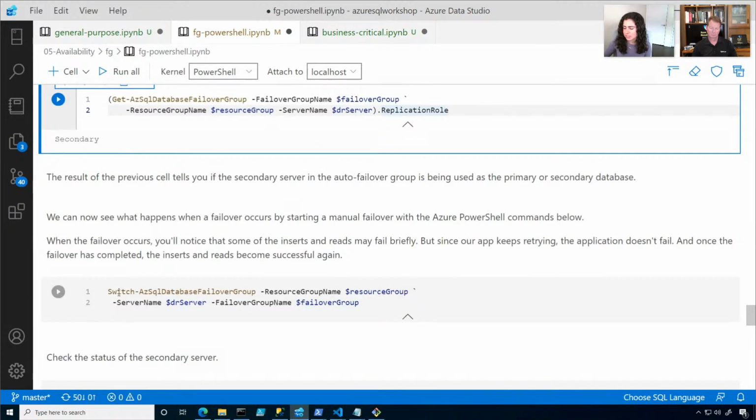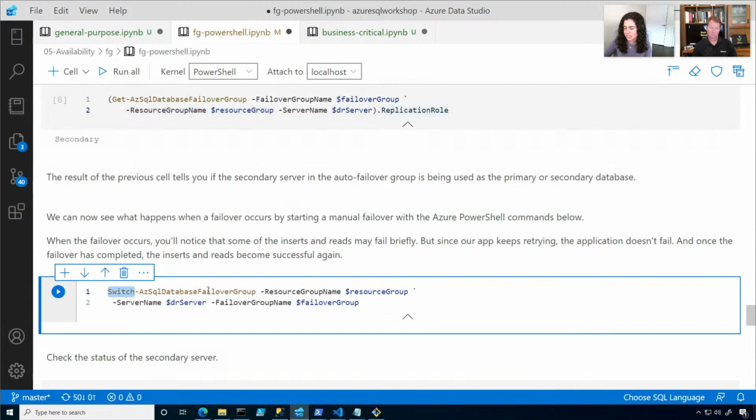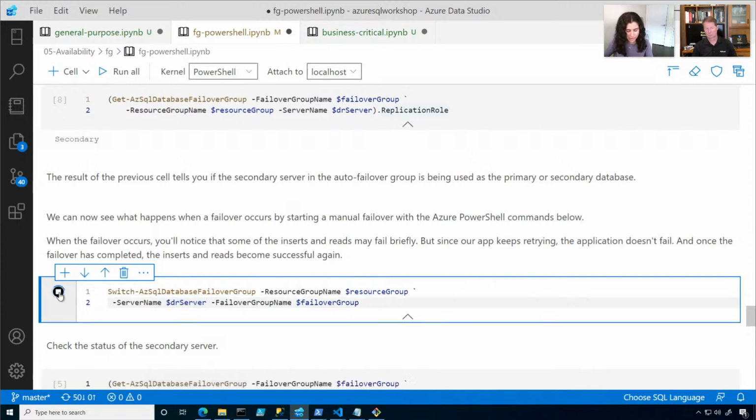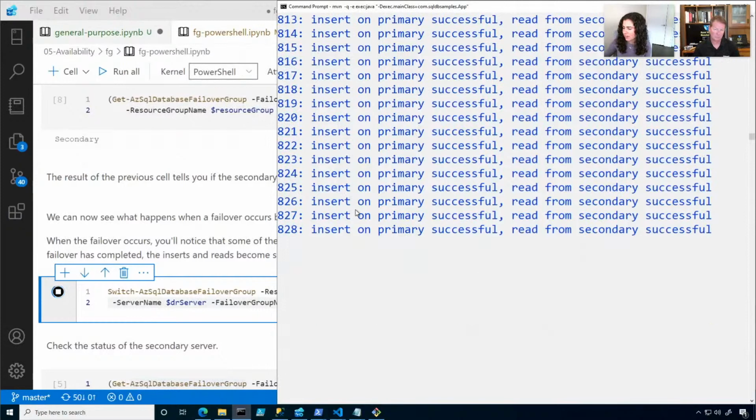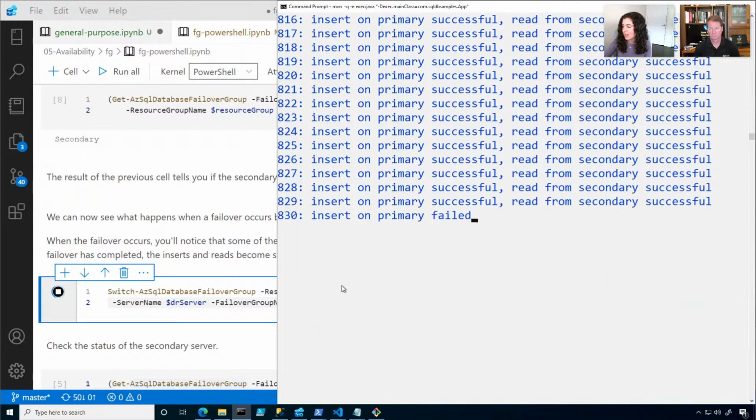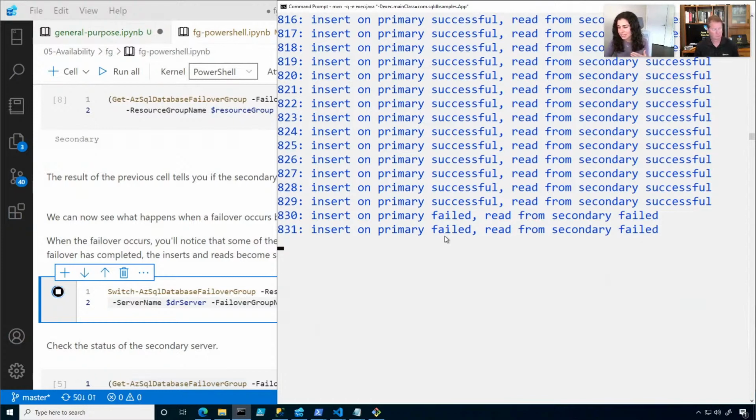And now I can use this switch command, Switch-AzSqlDatabaseFailoverGroup, and say, hey, I want the DR server to become the primary, or the read-write. So now if I run that and switch over and look at my Java application, what we should see is that for a certain time, and here you can see it, we're failing on our inserts and our reads as this failover takes place, and we actually switch under the hood what you're connecting to.